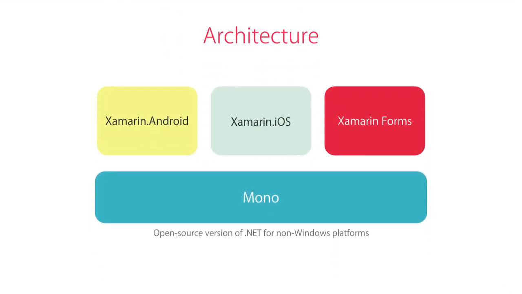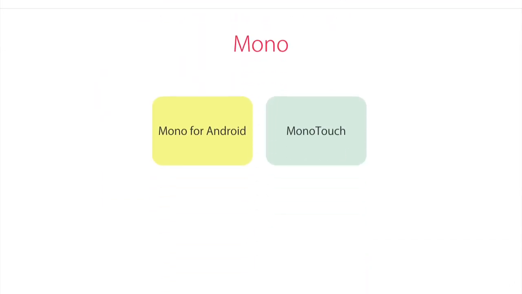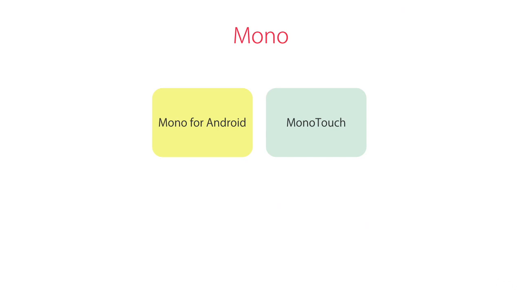All Xamarin products, like Xamarin.Android, Xamarin.iOS, and Xamarin Forms are built on top of Mono, which is an open source version of .NET that runs on various non-Windows platforms, like Linux, Unix, and OS X. Mono is a project that has been around since pretty much as long as .NET itself, but it wasn't very popular until recent years. In the Mono world, we had two releases. One was called Mono for Android, which was later renamed to Xamarin.Android, and the other release was Mono Touch, which is now what we call Xamarin.iOS.